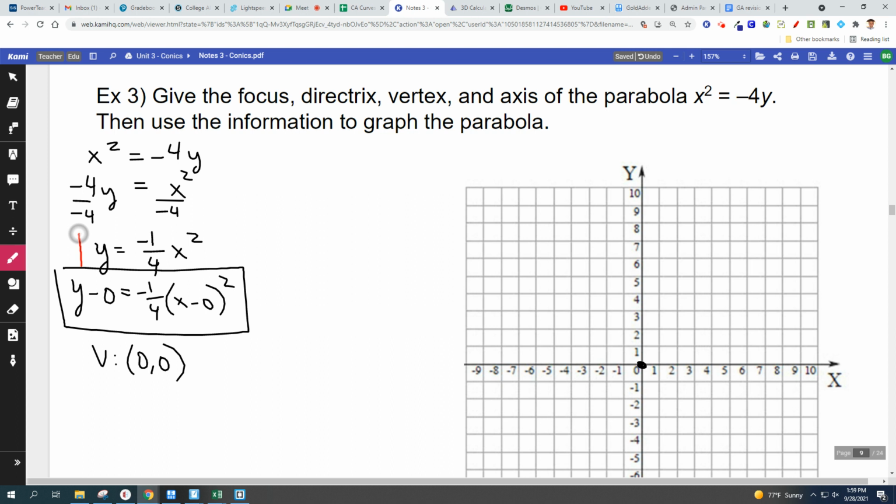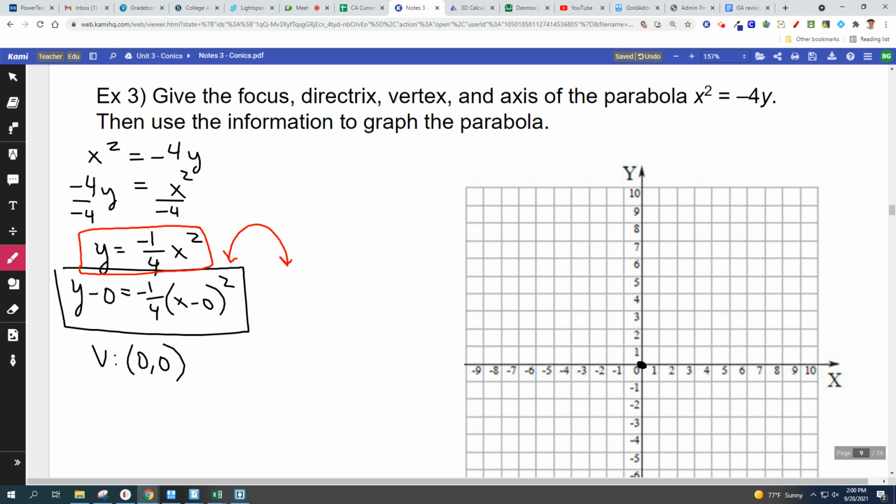But I like looking at it in this form. I can tell which direction it opens. This is a negative x squared graph. So do you know how it opens? Up, down, left, right? Good, down. That's a parabola that opens down.